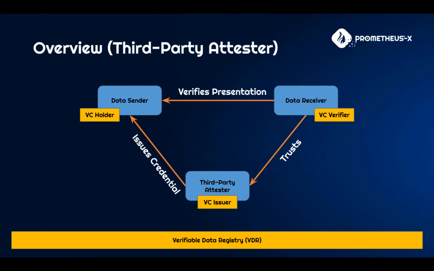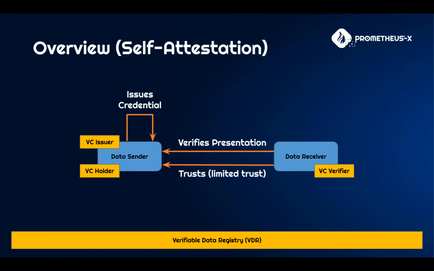At a certain point in the data exchange process, the data receiver requests a verifiable presentation of this credential. In this video, we are going to look at an alternative, simplified approach where the data sender plays the role of both the issuer and the holder of the verifiable credentials representing attestations. In other words, they self-issue attestations of veracity. In this case, the data receiver has to trust the data sender to a limited extent. In the previous case, they had to trust the third party.